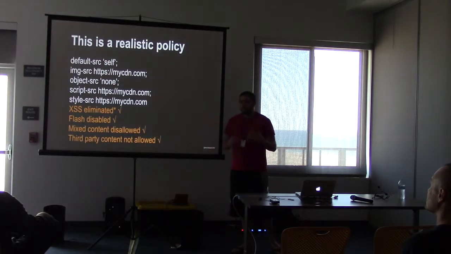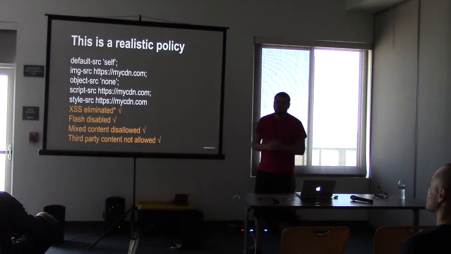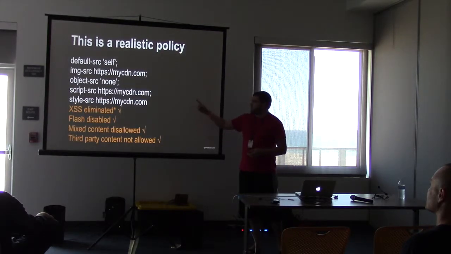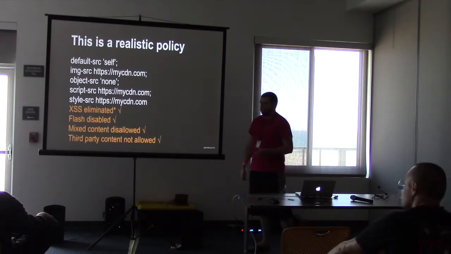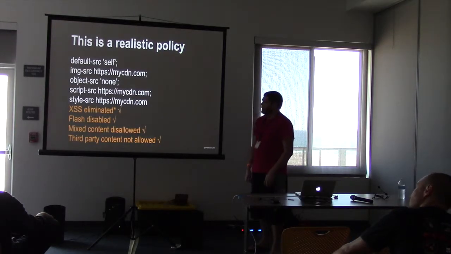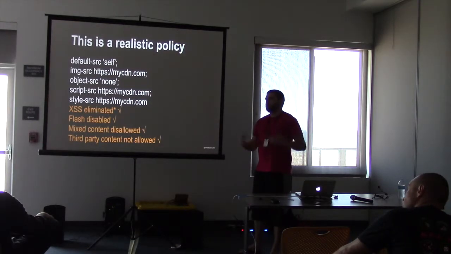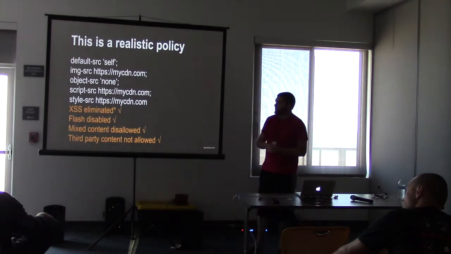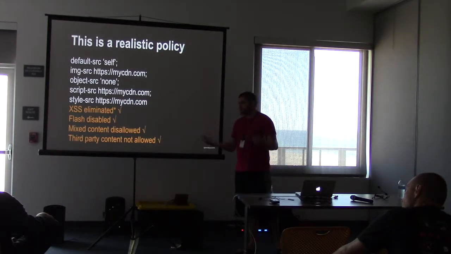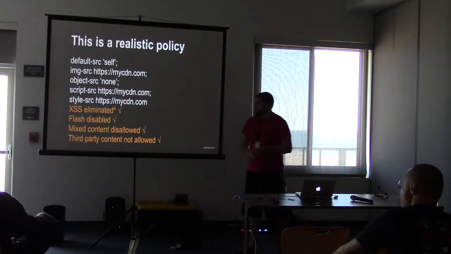Image source: where can you load pictures from? Well, you load from your CDN and you can make sure it's always HTTPS. Object source none: that's when you kill Flash, you kill Java applets, you kill a few other things that nobody should be using. Script source, can anyone guess what that means? That's where you load your JavaScript from. Again, you probably have a CDN, unless you're serving it yourself. And style source: style sheets, style attributes, that sort of thing.